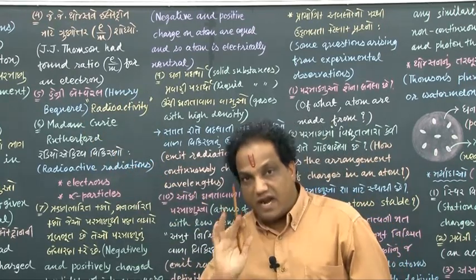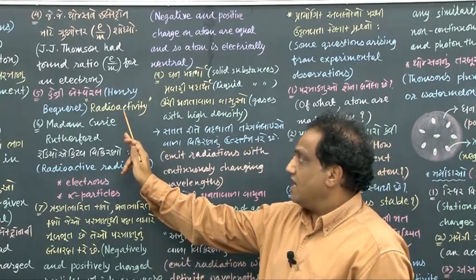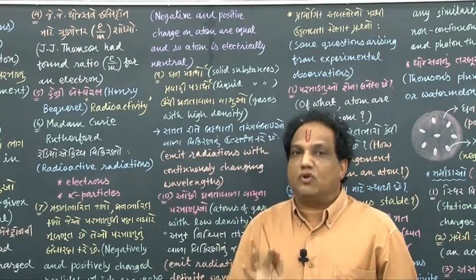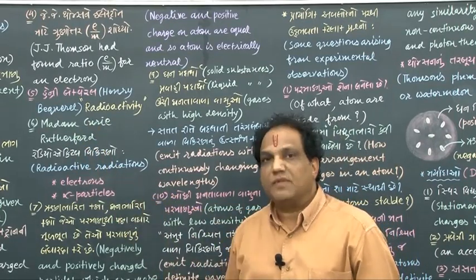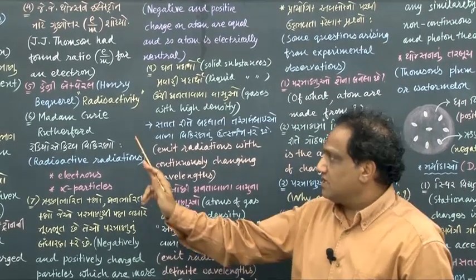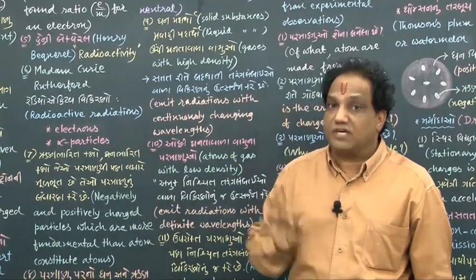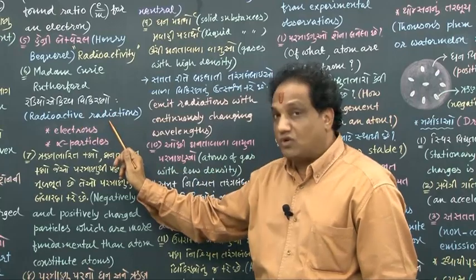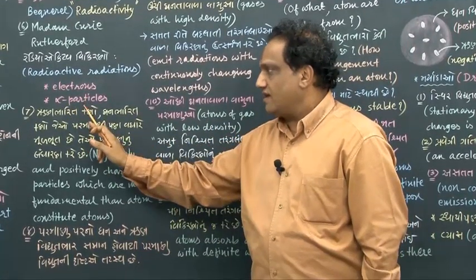Fine. Then Mr. Henry Becquerel discovered one phenomenon accidentally. That phenomenon was known as radioactivity. It was discovered by Mr. Henry Becquerel. But later on, majority of the research was carried out by two scientists, Madame Curie and Rutherford. Fine. And then further research proved that the elements which show this property of radioactivity emit certain specific radiations which are called radioactive radiations. And these radioactive radiations consist of negatively charged electrons and positively charged alpha particles.